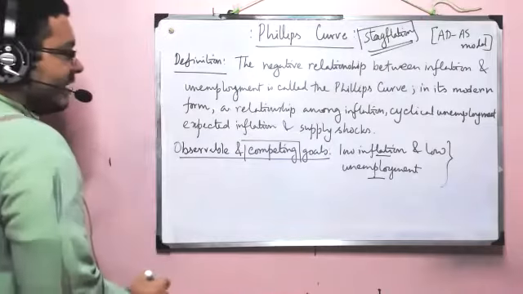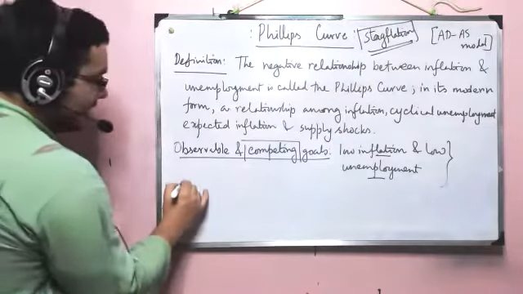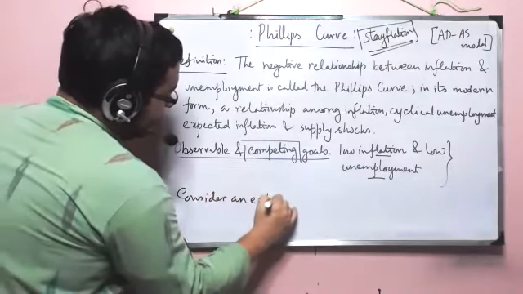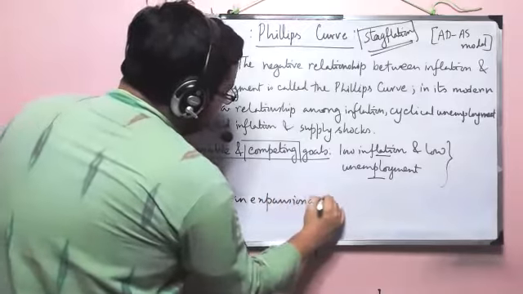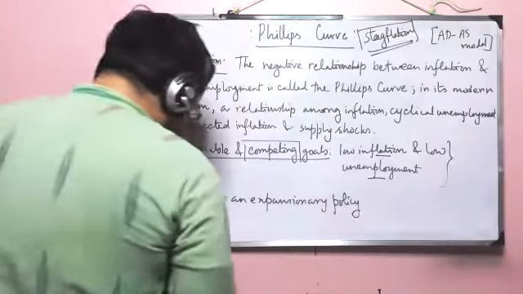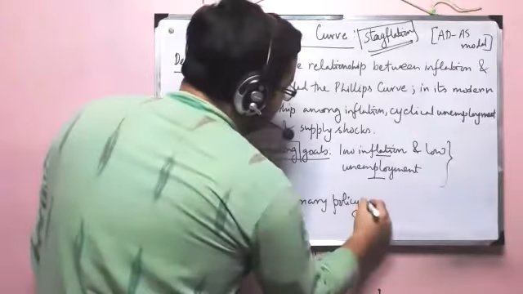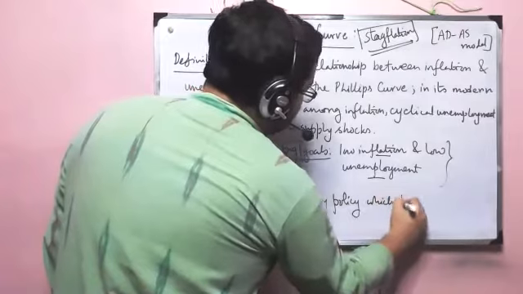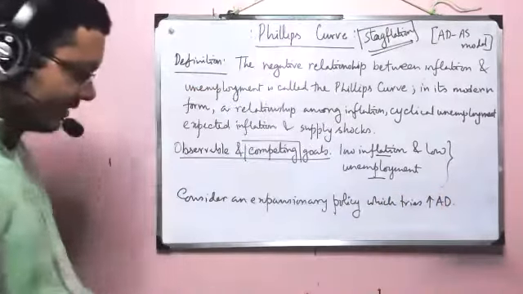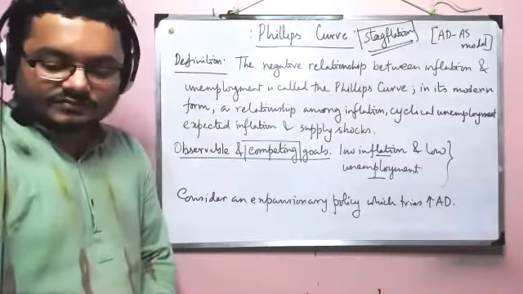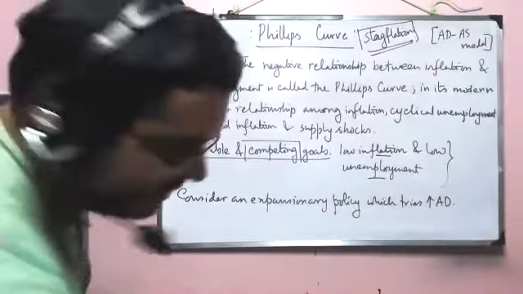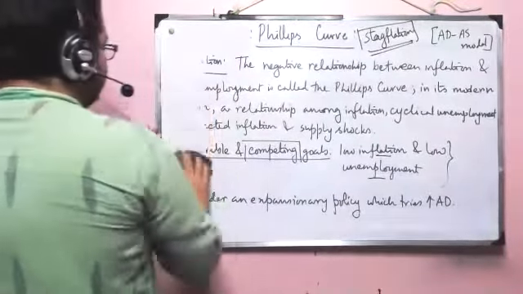Anyway, so just to start, consider an expansionary policy. I'm not writing whether it is monetary or fiscal because that's not the interest at this point of time. So consider an expansionary policy. Okay, and what will be the objective? Which tries to increase aggregate demand. Okay, now we are going to draw an ADAS diagram, and we'll see why it is kind of natural to have this negative relationship at work.